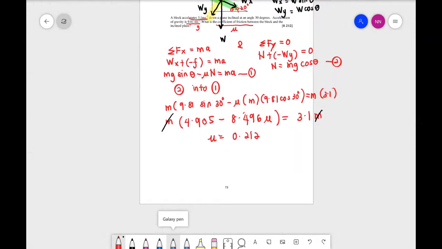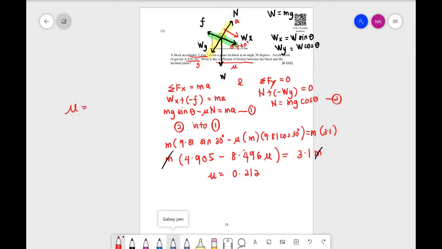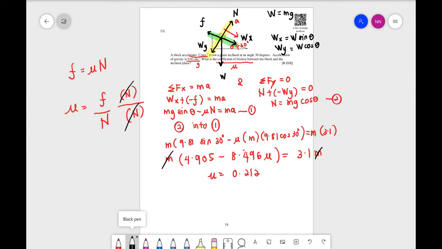Coefficient of friction has no unit, because the coefficient of friction mu is the ratio of frictional force to the normal force. From here, friction equals mu times normal. So mu actually is the ratio of friction to normal force. Both friction and normal force are in unit Newton, so we cancel the unit. So mu has no unit.